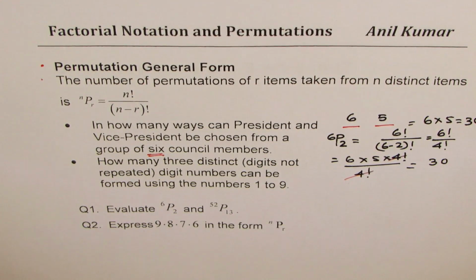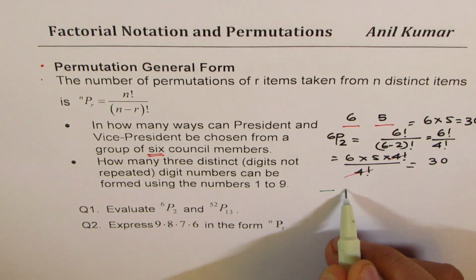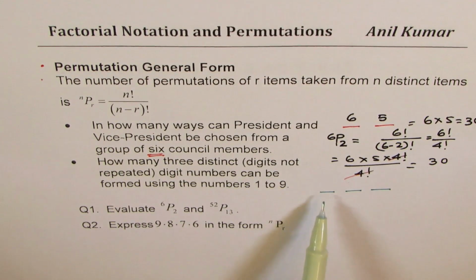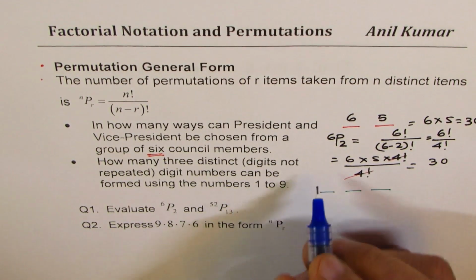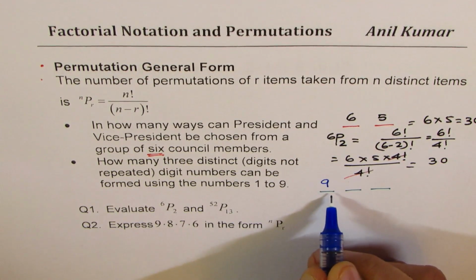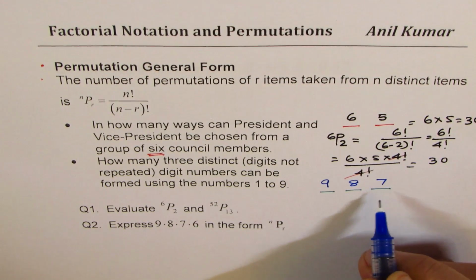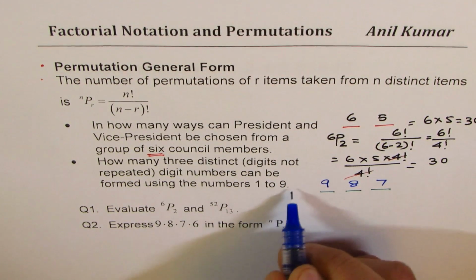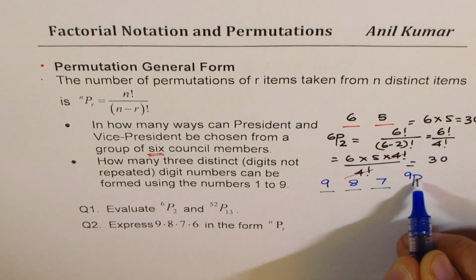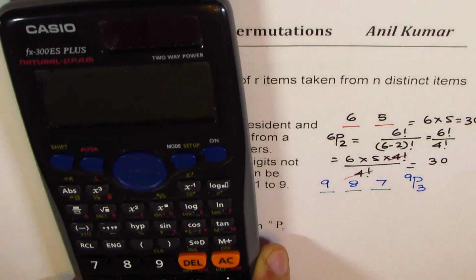So basically now we have 9 numbers, but we have only 3 positions, and all should have different numbers. That is, we cannot repeat what has been taken once. So from 1 to 9, I have 9 options for the first place. Once I place a number, I'm left with 8 and then with 7. That is my answer, which I could write as 9 times 8 times 7, which is 9p3. Now we can use a calculator to calculate these values.